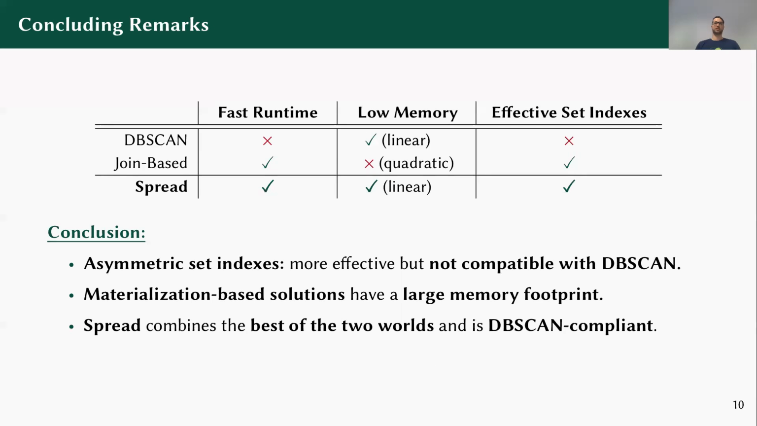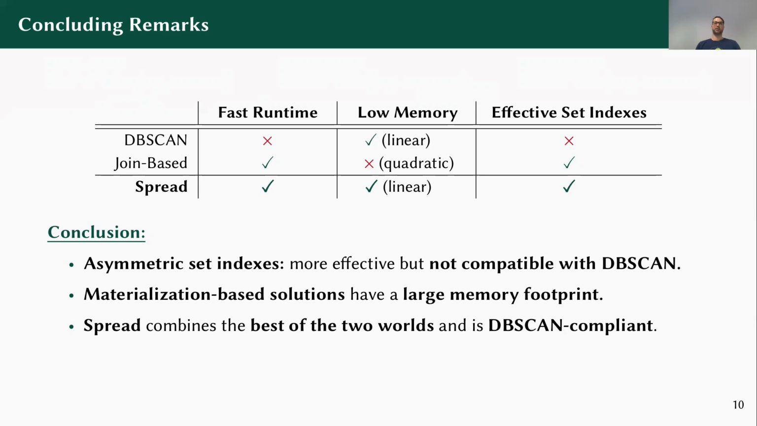Now let me conclude this talk. We discussed the problem of partitioning a collection of sets into dbScan clusters. For sets, the most effective indexes are asymmetric, but asymmetric indexes are not compatible with the neighbor-by-neighbor order of the dbScan algorithm. To leverage asymmetric indexes, a set similarity join must materialize the quadratic-sized neighborhoods and execute dbScan on top.